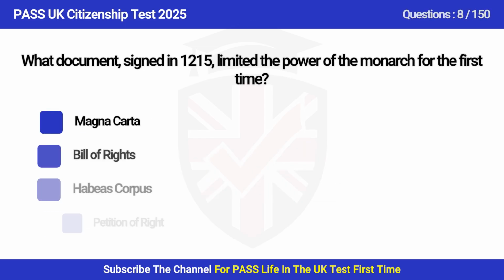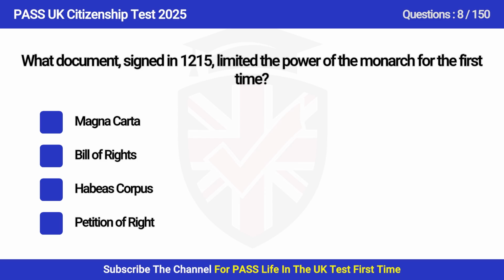Question 8. What document signed in 1215 limited the power of the monarch for the first time? A. Magna Carta, B. Bill of Rights, C. Habeas Corpus, D. Petition of Right.